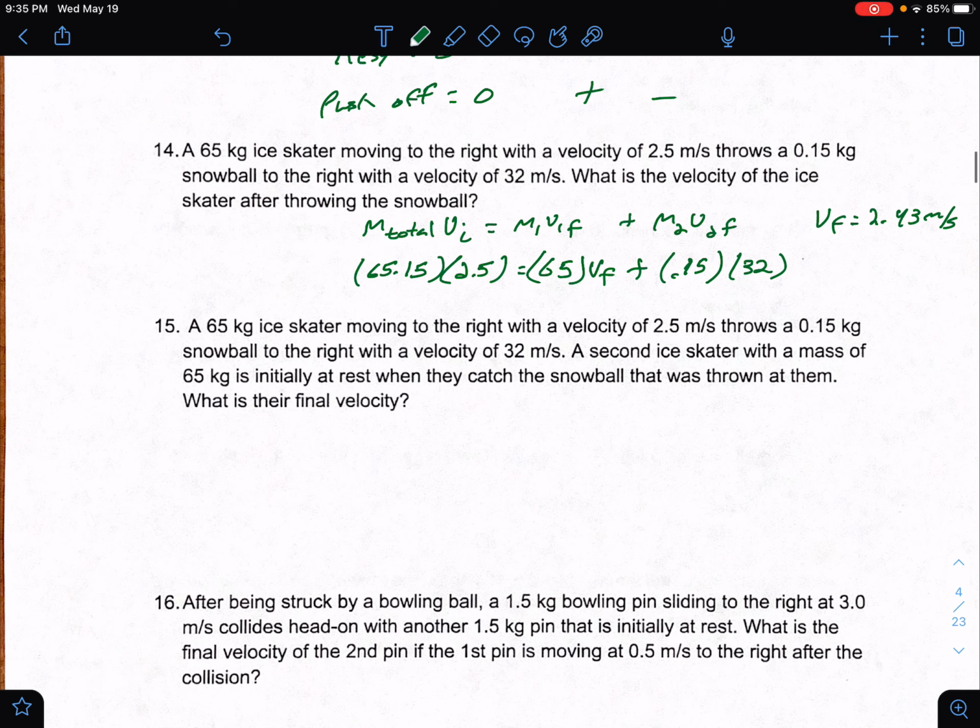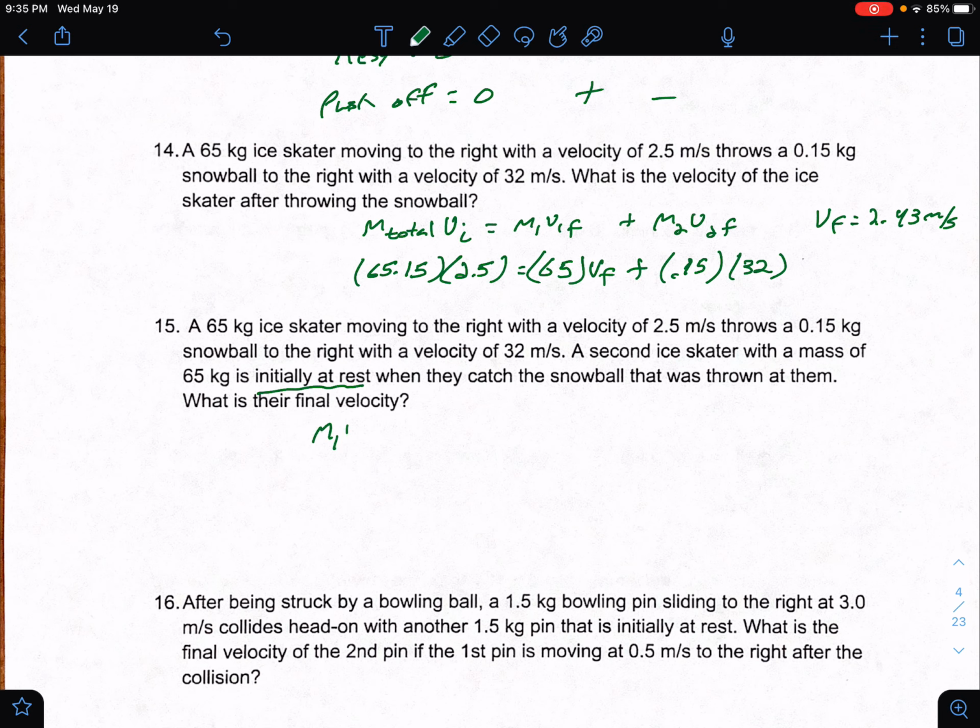Okay, 15, a 65 kilogram ice skater moving to the right. Same kind of problem, except now we have a second ice skater with a mass of 65 kilograms initially at rest when they catch the snowball that was thrown at them. So this is the opposite. That means they were separate in the beginning.